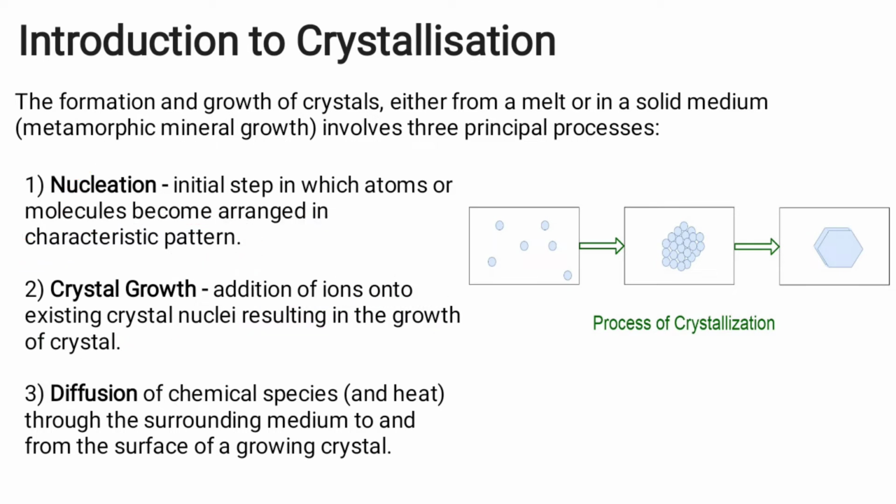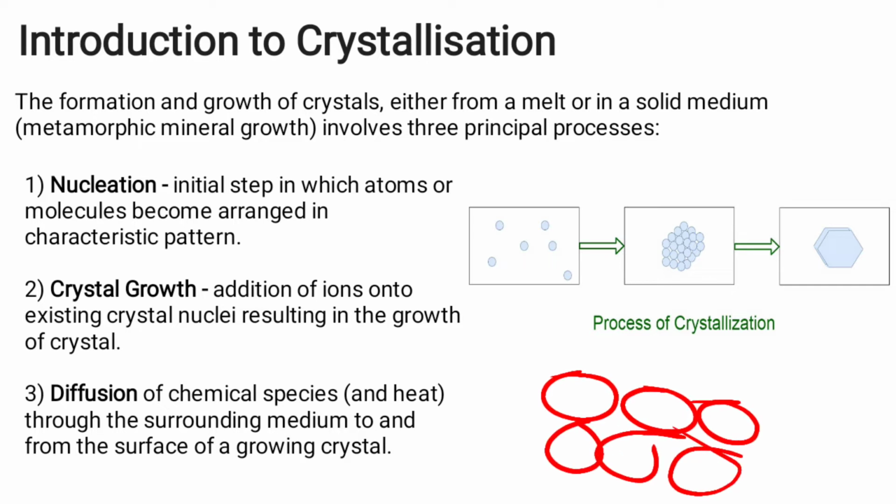After the formation of the nucleus, there is one nucleus, then another nucleus, and more, and so this is a crystal. Then diffusion: diffusion of chemical species and heat through the surrounding medium to and from the surface of the crystal.